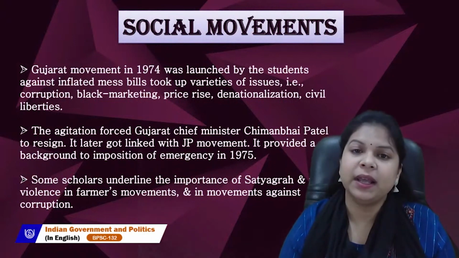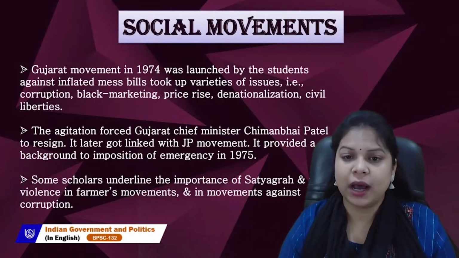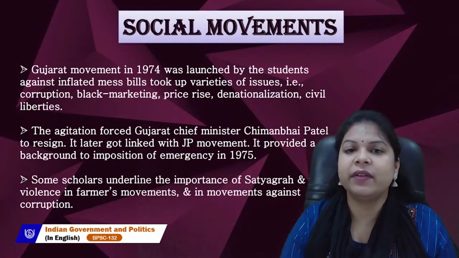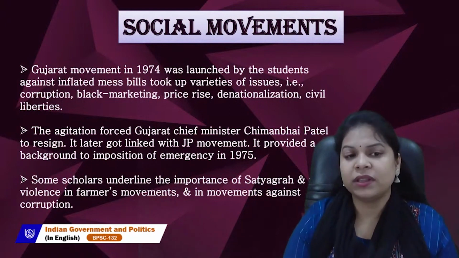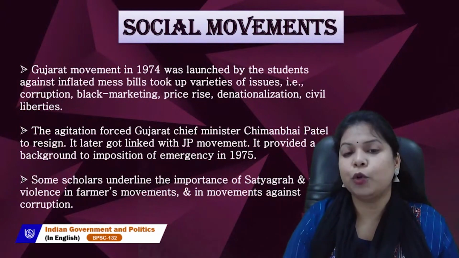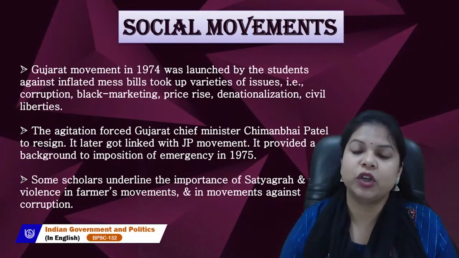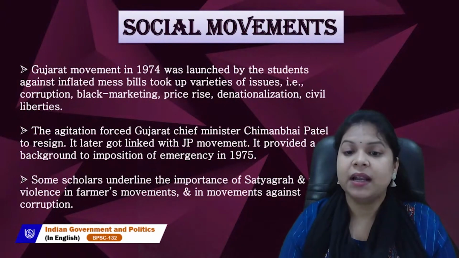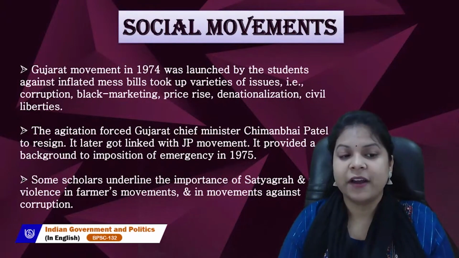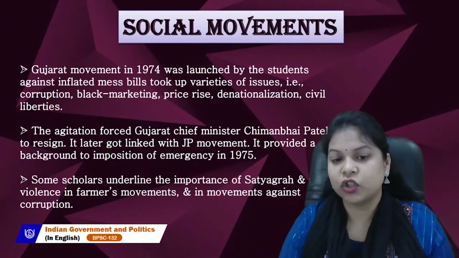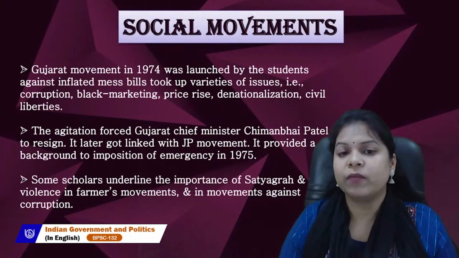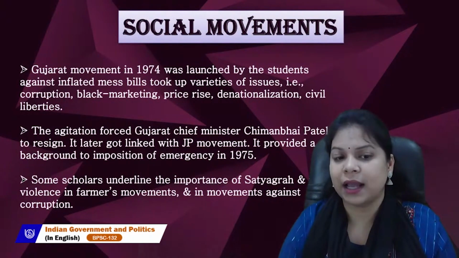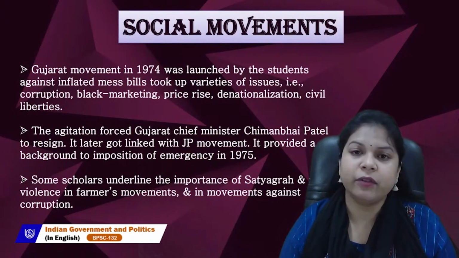So, there was a movement in the year 1974 in Gujarat which was launched by the students living in hostels. They were very much against the inflated mess bills, and through this mess bill inflation they took up a variety of issues like corruption, black marketing, price rise, denationalization, civil liberties. This agitation forced the Gujarat chief minister at that point of time, Chiman Bhai Patel, to resign. The movement was so severe at that time that the chief minister had to resign from his post.